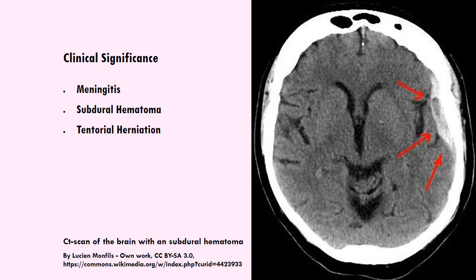Some of the clinical conditions that may involve the meninges are meningitis, which is inflammation of the meninges caused by bacterial or viral infections. Subdural hematoma, which is bleeding between the dura mater and the arachnoid mater, typically due to head trauma. Tentorial herniation. This is a life-threatening condition where brain tissue herniates through the tentorial notch due to increased intracranial pressure.